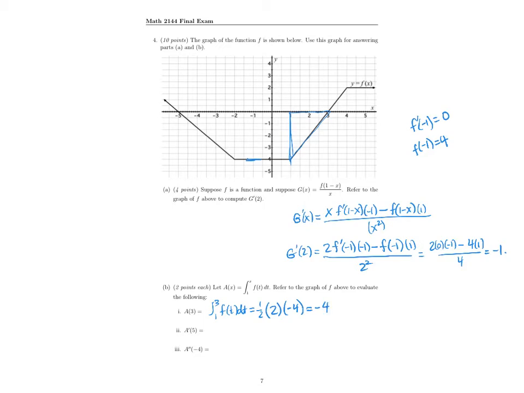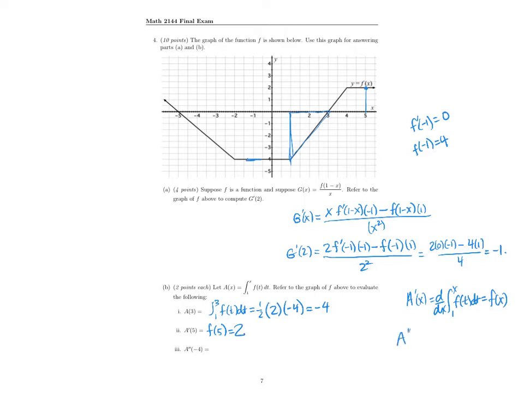What about a prime of 5? So to compute a prime of 5, I need to think about a prime of x. So a prime of x is the derivative with respect to x of the integral from 1 to x of f of t dt. And so by the fundamental theorem of calculus part 2, this is equal to f of x. So a prime of 5 is equal to f of 5, which is equal to 2. And what about a double prime?